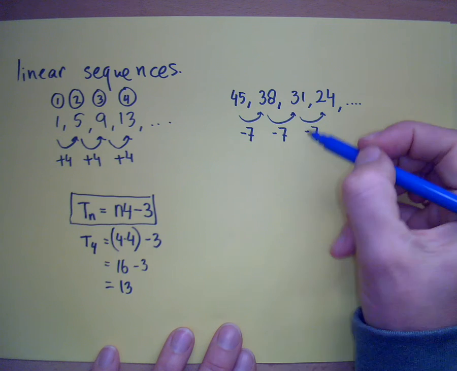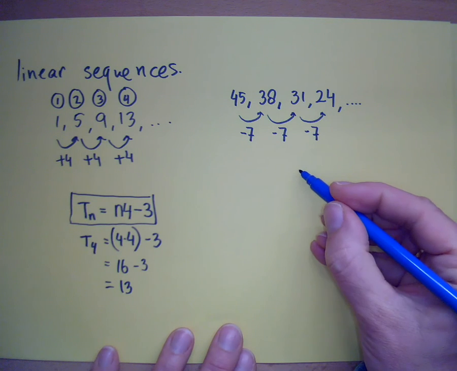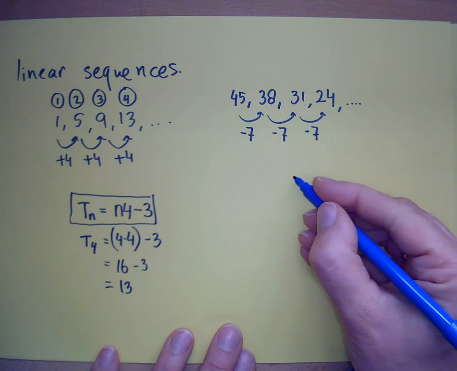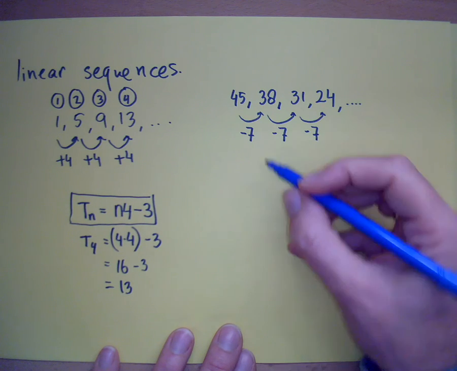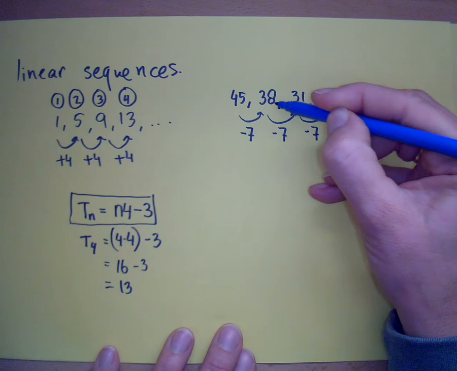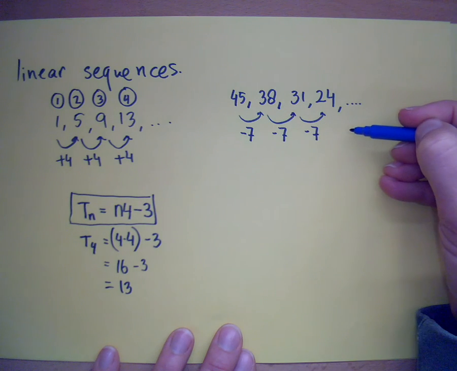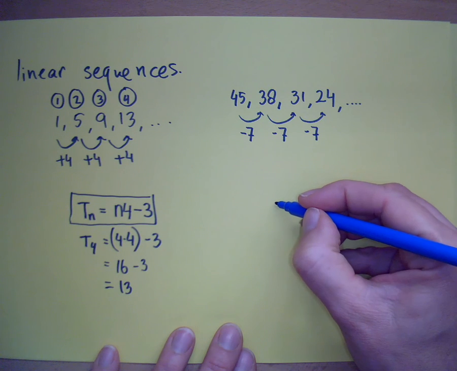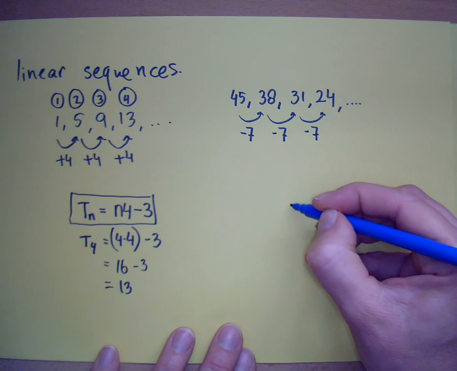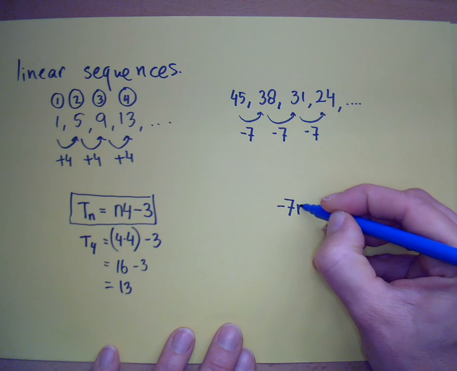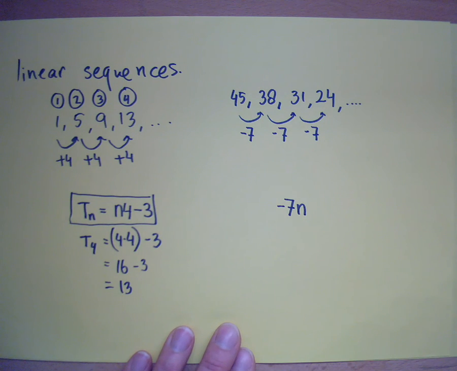So we know that our algebraic expression is going to have n times negative 7, right? The further along we go, the more times we'll have subtracted 7. We could say n times negative 7. We could also say negative 7 times n, right? Negative 7n.